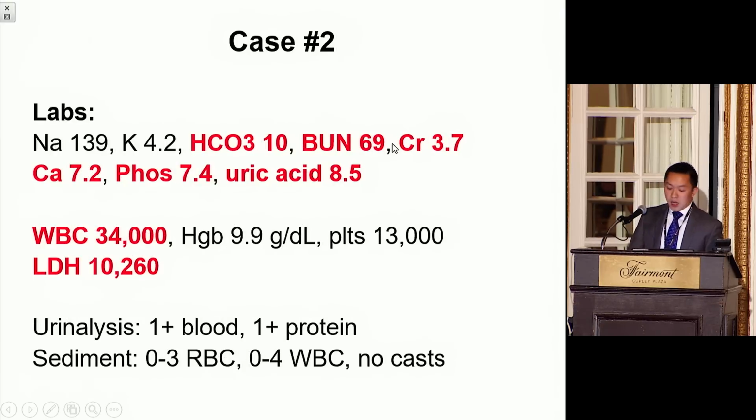You can see that her bicarb is quite low at 10. Her creatinine has now risen to 3.7 at the time of our consult. She's hypocalcemic, hyperphosphatemic, and she's hyperuricemic. Her white count, which was 129,000 just a couple days ago, is now down to 34,000. Her LDH level is markedly elevated at greater than 10,000. Her UA shows a little bit of blood and protein, but is otherwise pretty unremarkable.